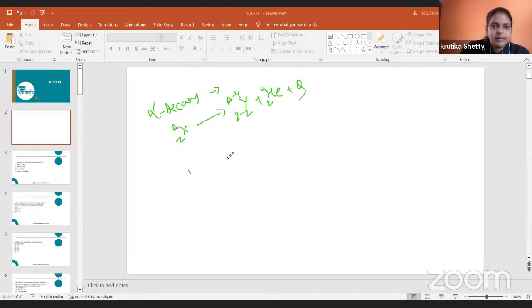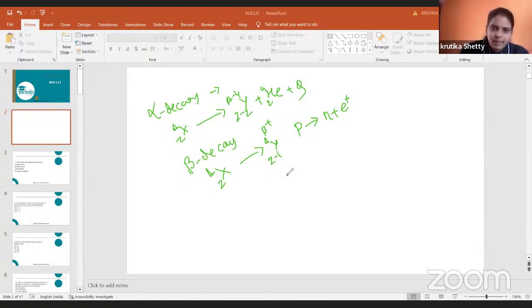Then the beta decay. There are two beta decays: beta plus decay and beta minus decay. During beta plus decay, a proton gets converted into a neutron and releases a positron. Along with the element, the mass number remains as it is and the atomic number decreases by 1. This is beta plus decay.